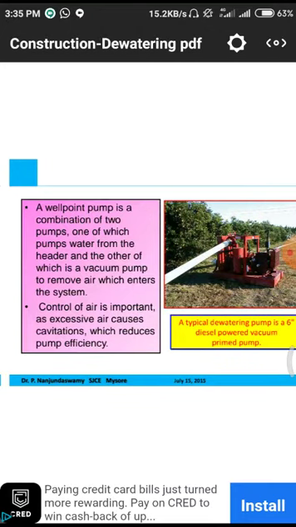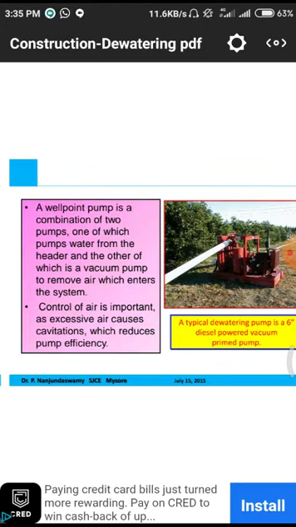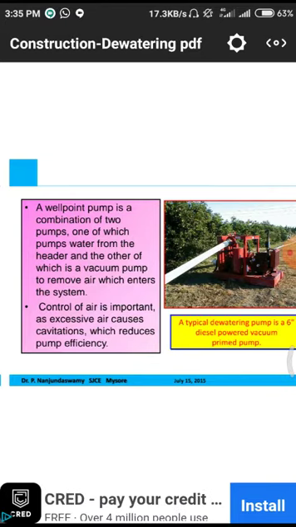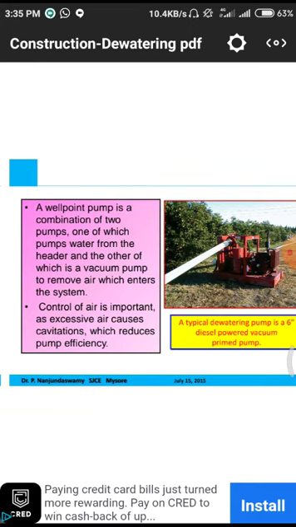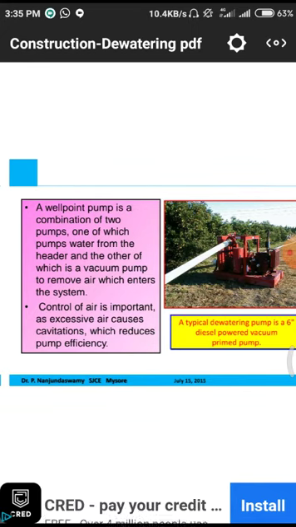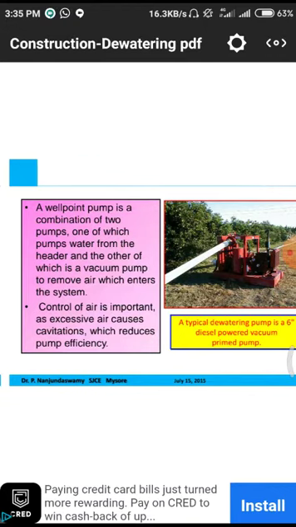A well point pump is a combination of two or more pumps, one which pumps water from the header and the other a vacuum pump to remove air which enters the system. Control of air is important as excessive air causes cavitation, which reduces the pump's efficiency. That means a well point pump is a combination of two pumps.